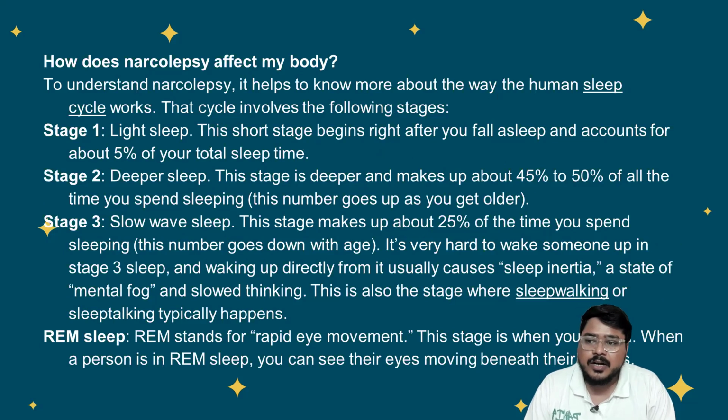ठीक है. How does narcolepsy affect your body? To understand narcolepsy, it helps to know more about the human sleep cycle. आपको ह्यूमन स्लीप साइकिल मैंने पढ़ा रखा है. स्टेज 1 में आपका लाइट स्लीप होता है, स्टेज 2 में डीपर स्लीप, स्टेज 3 में स्लो वेव स्लीप होता है. REM sleep stands for rapid eye movement. This is the stage when a person is in REM sleep, you can see their eyes move beneath their lids.